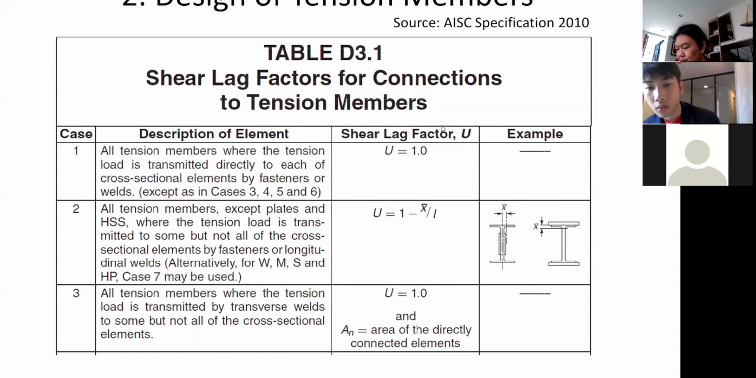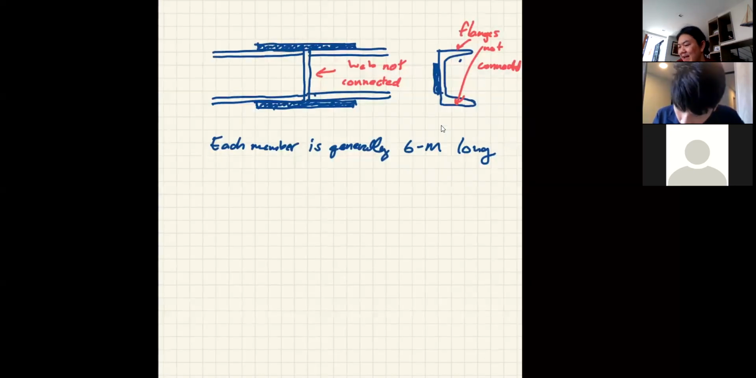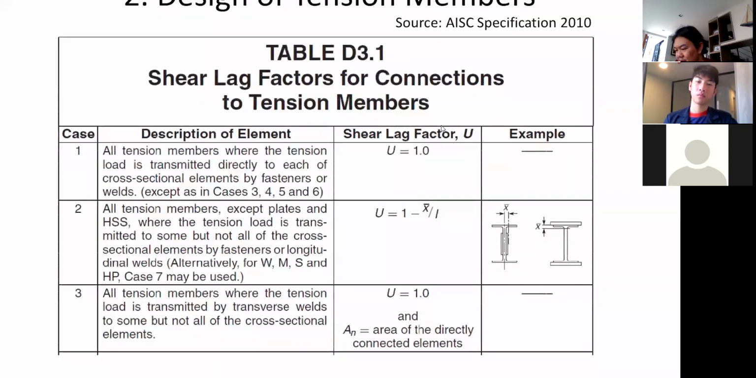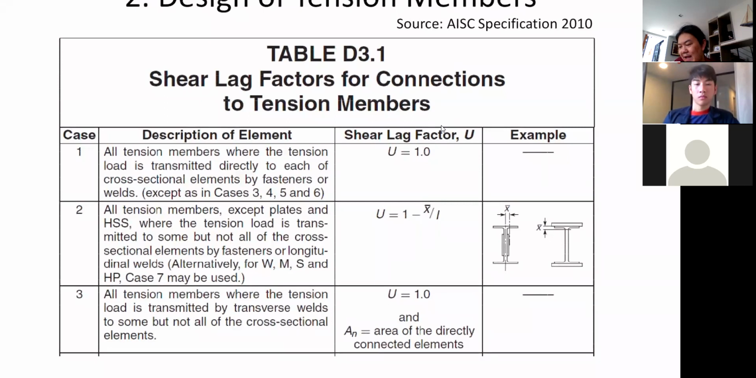Okay. They prefer the word transmit, but I feel like I like the word transfer more, because transmit is like you sending a signal. Anyway, if you connect every element, we can go back here and rephrase this. Okay, if I connect the web and the flanges, it will fall into the category where the tension load is transmitted directly to each cross-sectional element.